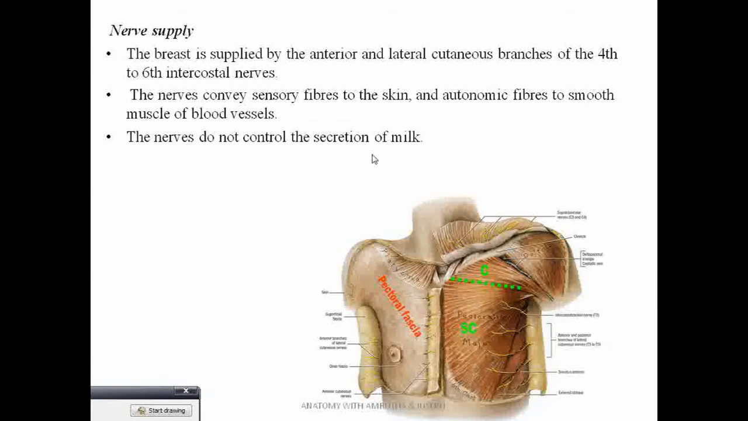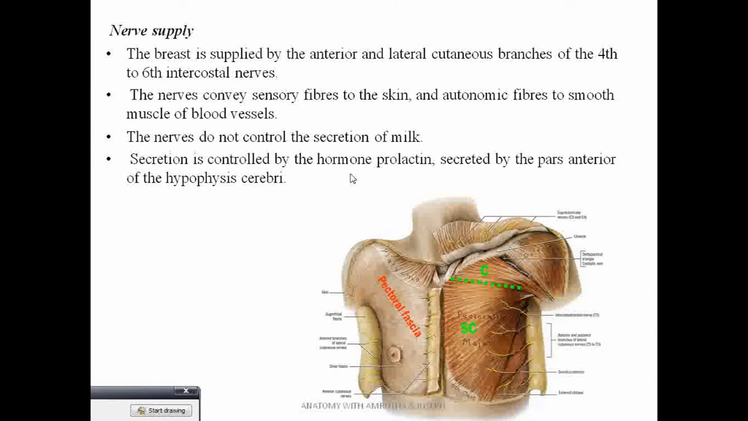The nerves do not control the secretion of milk, even though the nerves are present here. Secretion is controlled by a hormone, prolactin. So the secretion of milk is purely under the control of prolactin, which is secreted by the pars anterior of the hypophysis cerebri, the anterior part of the pituitary gland. If you have not studied the pituitary gland, you can study that. I have done a video on that.